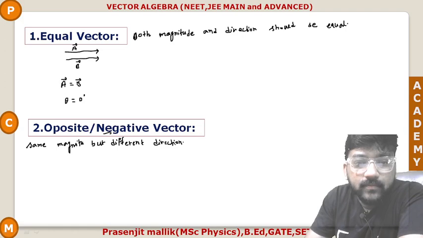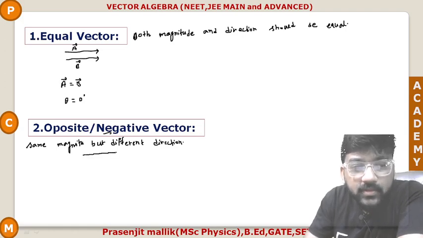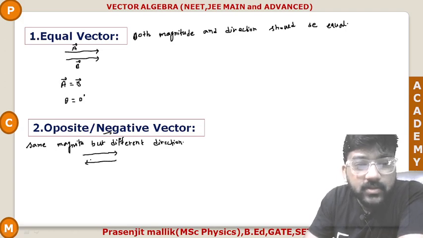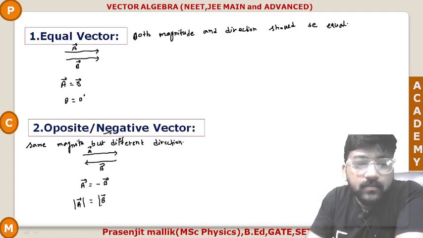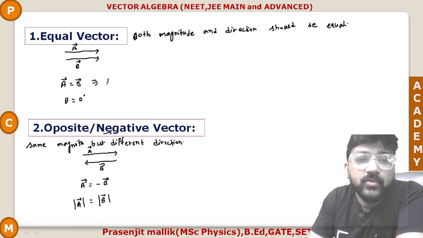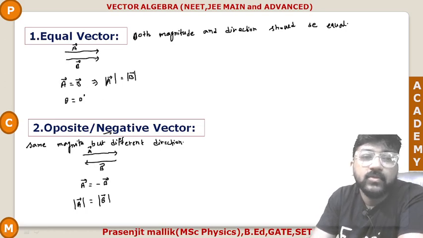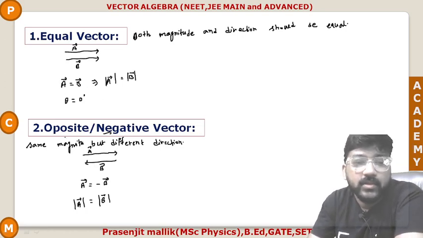Same magnitude but different direction. Something like if this is your vector A and this is your vector B, then obviously A is equal to minus B, and that's why sometimes we call it a negative vector, or you can say opposite vector. But the magnitude of A and the magnitude of B is the same. So mod A is equal to mod B. So these are equal vectors, these are negative or opposite vectors, you can see.